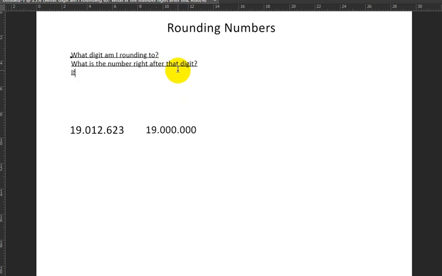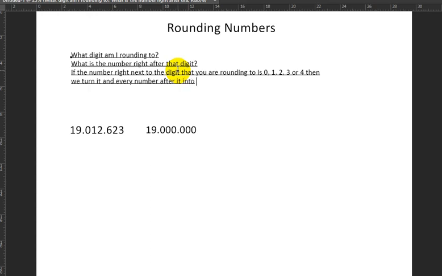If the number right next to the digit that you are rounding to is 0, 1, 2, 3, or 4, then we turn it and every number after it into zeros.